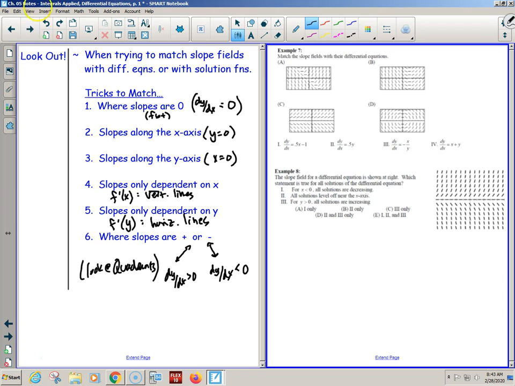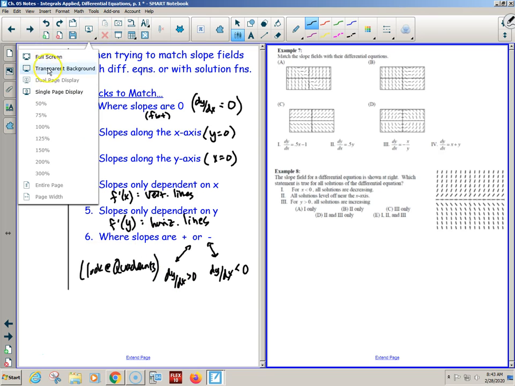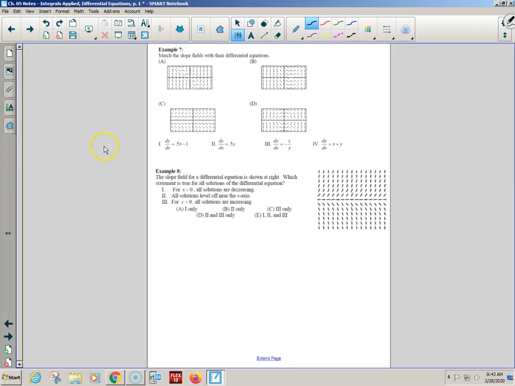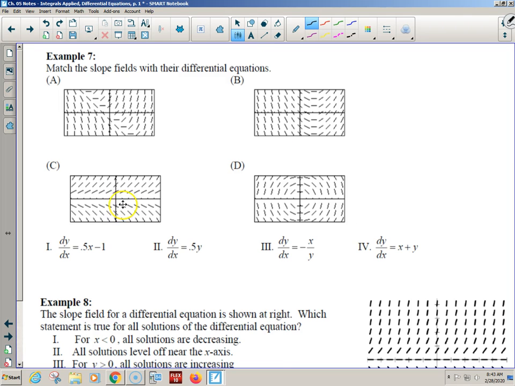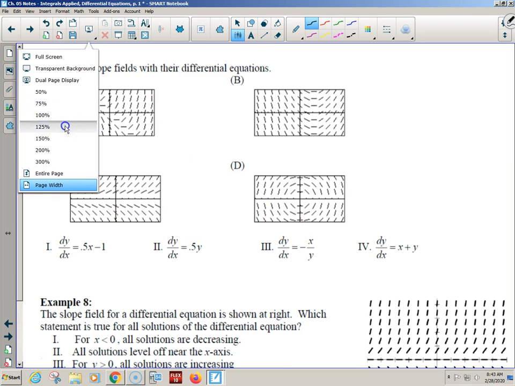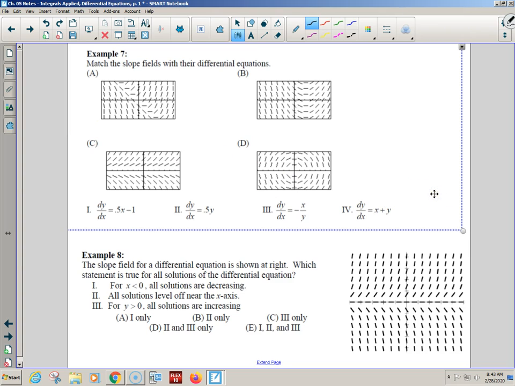Zoom in. If you guys finish that one, you can keep on peeking down below at the next make it match, which is a little bit more interesting.